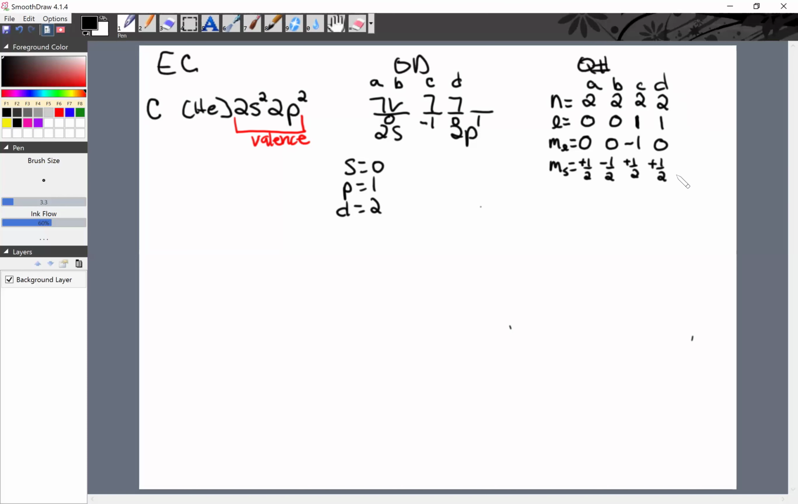So that's how they all tie together. Let's do another one. Let's do iron.